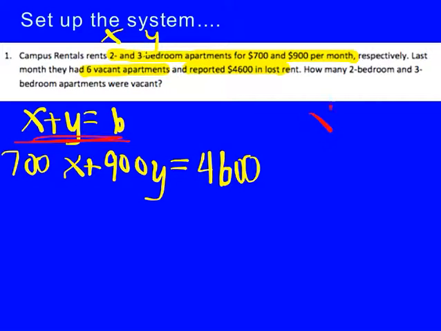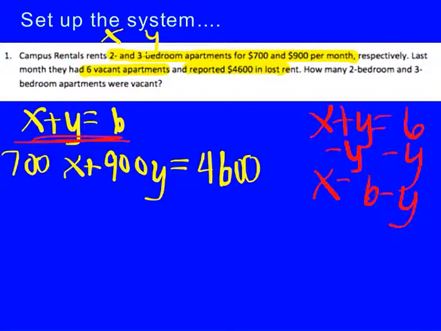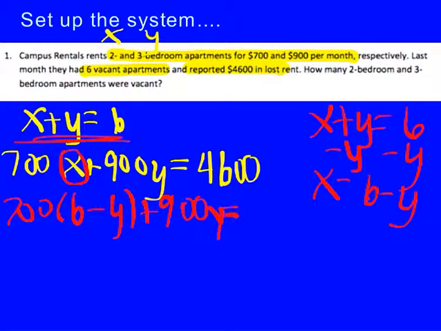I'm going to take this equation right here, and I'm going to solve it for X. So I'm going to subtract Y from both sides. So I get that X is equal to 6 minus Y. Now I'm going to plug that in for X right there. So then I get that 700 times 6 minus Y plus 900Y is equal to 4,600.